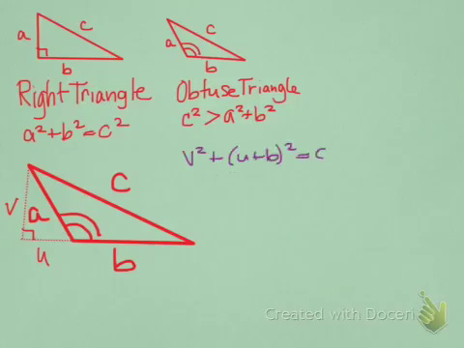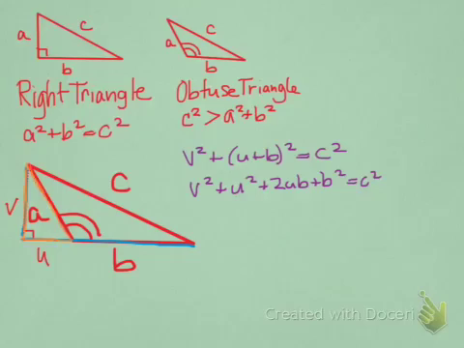So we're just going to do a little bit of algebraic manipulation here. If I said V squared plus U plus B squared, so this length here, that's going to be equal to C squared. So I'm going to take U plus B squared and write it out. So I have V squared plus U squared plus 2UB plus B squared. I'm just algebraically expanding U plus B quantity squared, and that equals C squared.